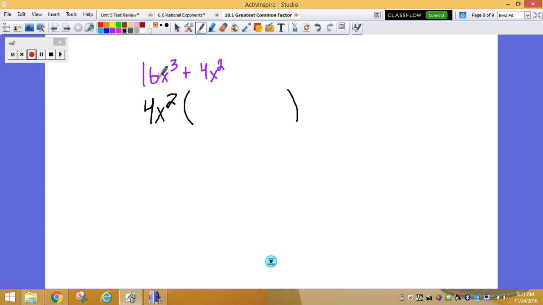Let's divide it out. 16 divided by 4 is 4. If I have 3 x's and I'm taking 2 out, that leaves 1. 4 divided by 4 is 1. If I have 2 x's and I'm taking 2 out, then no more x's. Okay? All right, let's go back.